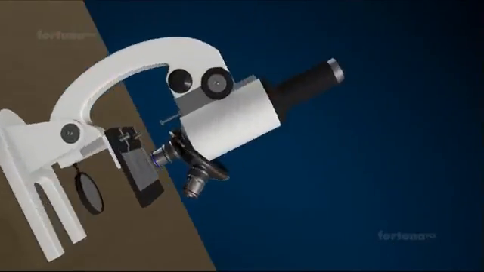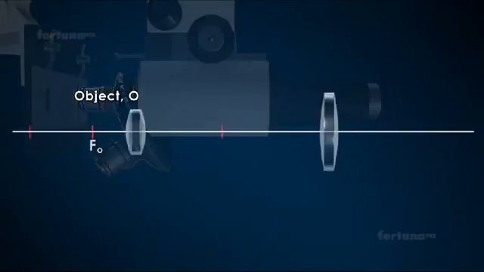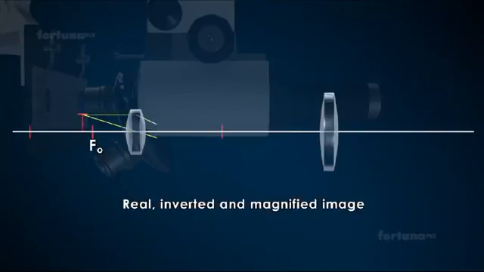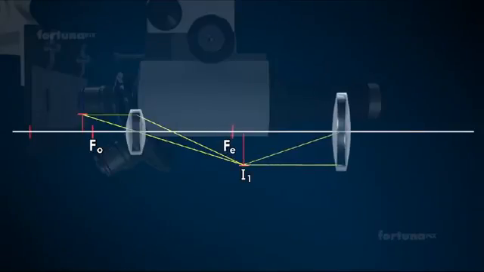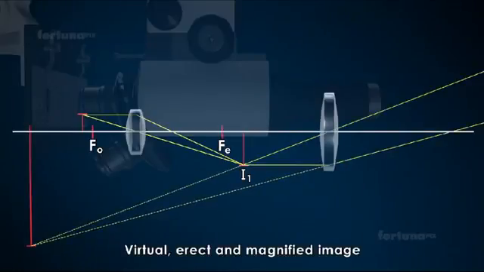Working of the compound microscope. The object O is placed just outside FO, the focus of the objective lens. A real, inverted, and magnified image, I1, is formed. The magnified image, I1, acts as an object for the eye lens. The eyepiece is adjusted such that the image I1 lies within the focus of the eyepiece, FE. The eyepiece functions as a magnifying glass and forms a virtual, erect, and magnified image, I2, of the object.